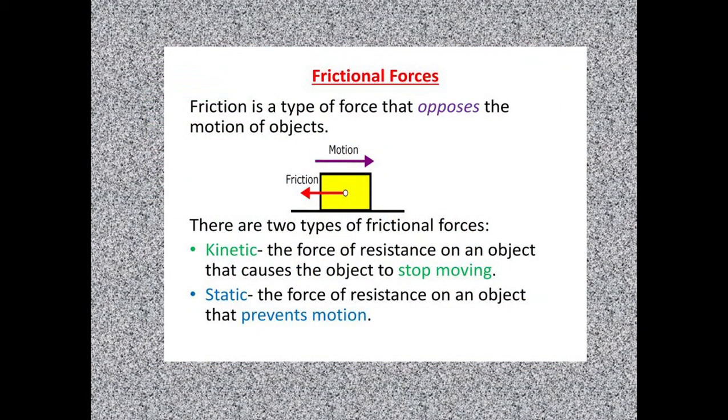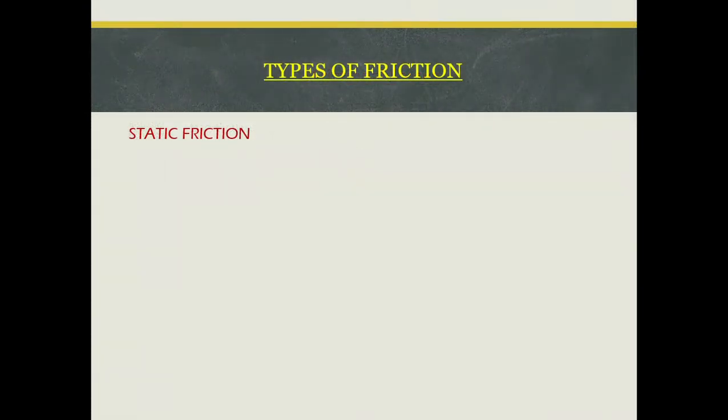Friction is a type of force that opposes the motion of objects, and it can stop an object that is moving. A moving object will come to a stop if friction is being applied, or an object which is at rest will not move. It prevents the motion. That also is possible. The object which is moving will come to rest because of friction, and the object which is at rest will not really move when friction is operating. And there are different types of friction.